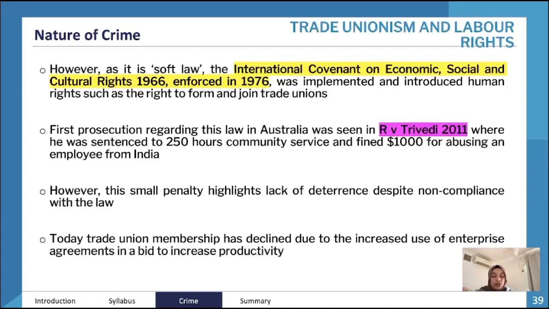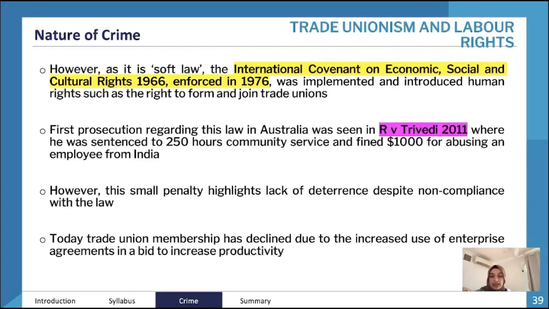The first prosecution regarding this law in Australia was seen in the case of R v Trivedi, 2011, where he was sentenced to 250 hours of community service and fined $1,000 for abusing an employee from India. So again, very clear examples of effectiveness of the law. Some people may argue ineffectiveness and say that's not enough of a punishment. Regardless, you can choose either side and argue your case.